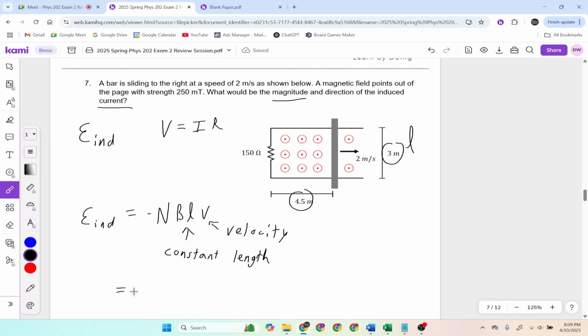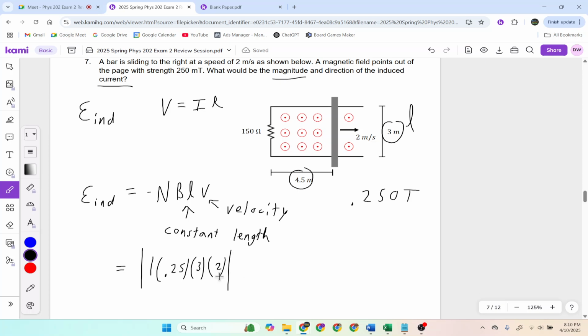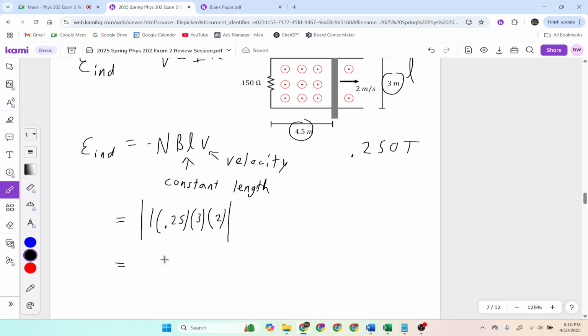So in this example, very easy. I don't think it says any turns, any loops. So n is 1. It asked for magnitude, so I'm taking absolute value, no negative. B is 250 millitesla. That's 0.250 Tesla. L, like I said, is 3. And the velocity is 2. They say it in the problem. So this question seems very easy. The answer is just going to be 1.5 volts.